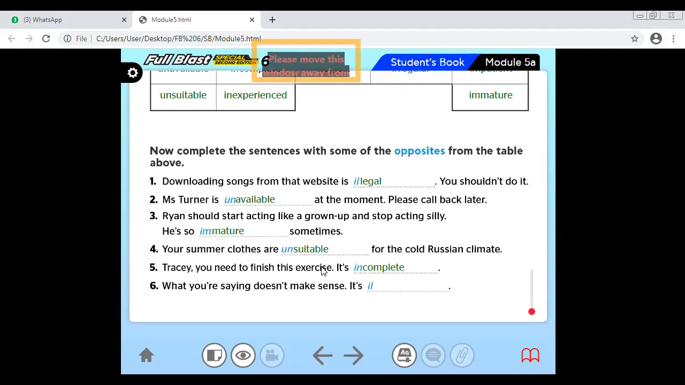What you are saying doesn't make sense. Doesn't make sense means doesn't give meaning. It's nonsense. Can I answer? Yes, answer. Illogical. Okay, I think that our session ends now. We will complete our lesson next Thursday. Okay? Look at the newsletter and do your homework. Thank you and goodbye.